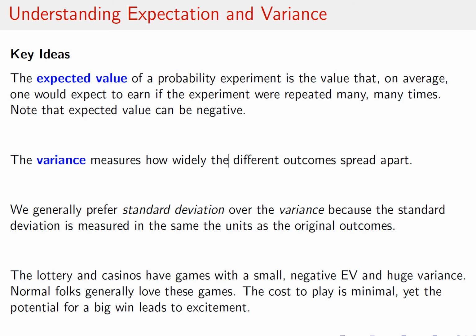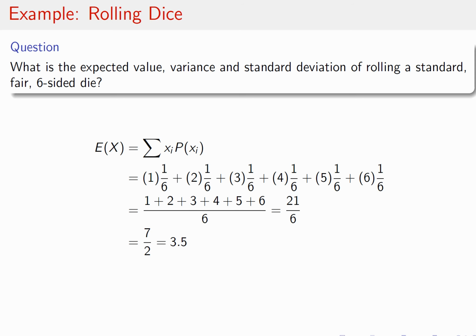Okay, so let's take these ideas and actually calculate some expected values for some simple situations. The first situation is we're going to roll a fair six-sided die. The possible outcomes are 1, 2, 3, 4, 5, and 6, and it's a uniform distribution, so all those outcomes are equally likely. So the probabilities are 1/6.